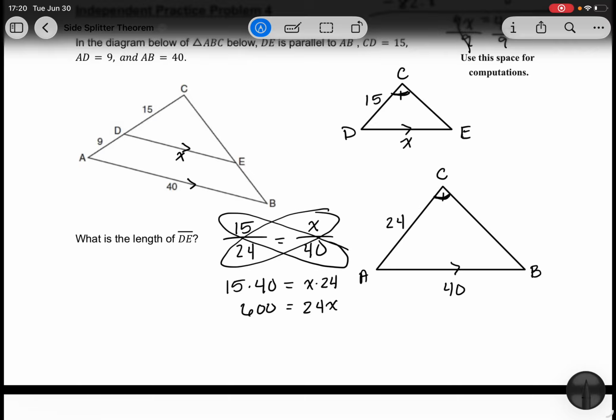Now we need to divide both sides by 24 to isolate our variable. Which leaves us with 25 equals x. So the length of DE is 25.